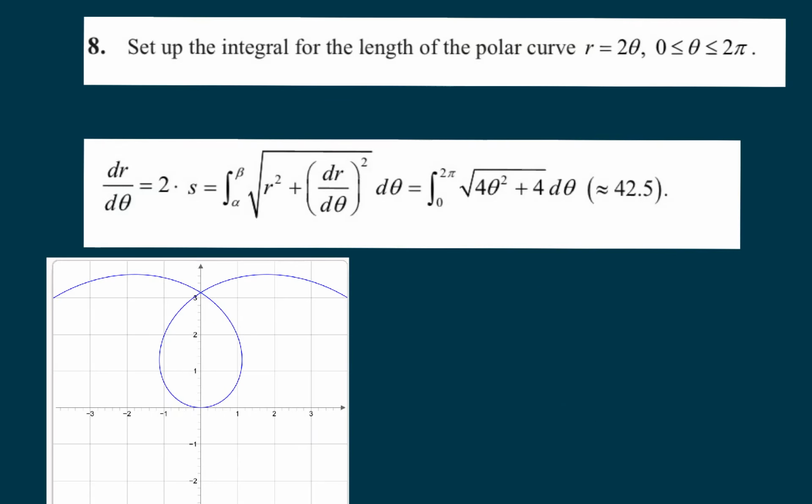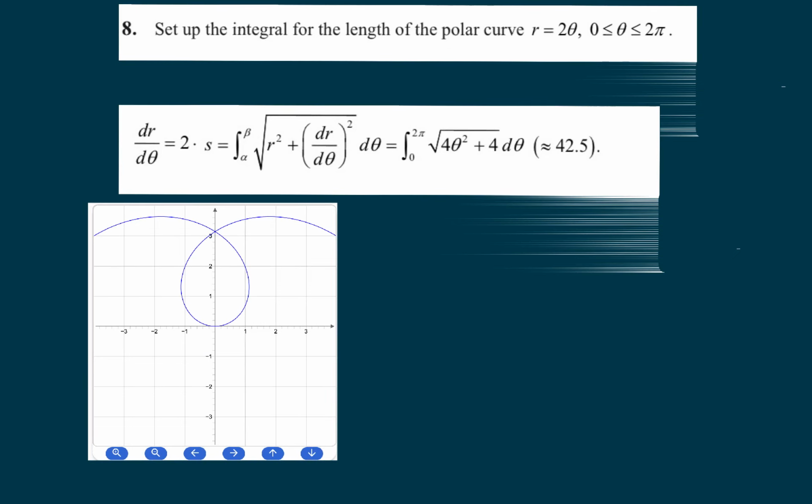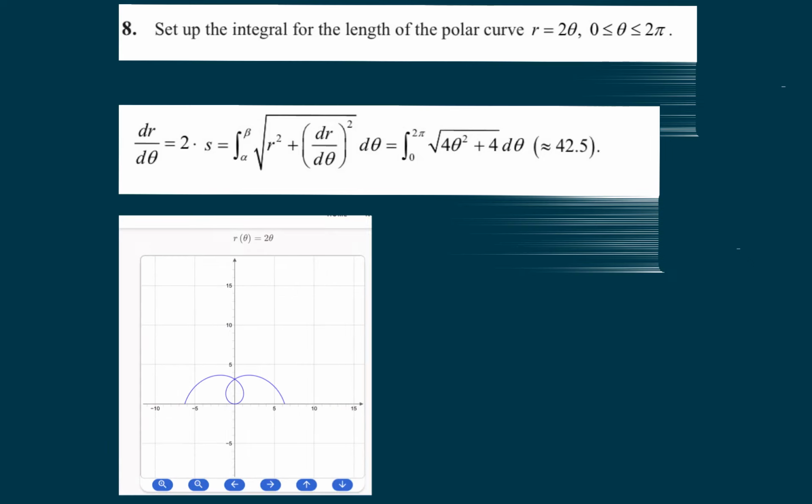Set up the integral for the arc length of the curve r equal to theta. The curve r equal to theta is here, and it is not the complete graph. Let me put the complete graph. Okay, this is the complete graph. So the curve goes like this, and the challenge is to find the arc length of this curve in polar coordinates, r of theta.